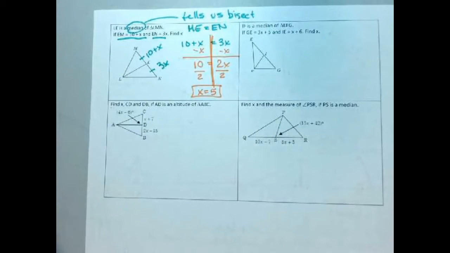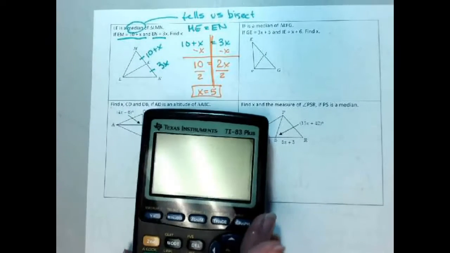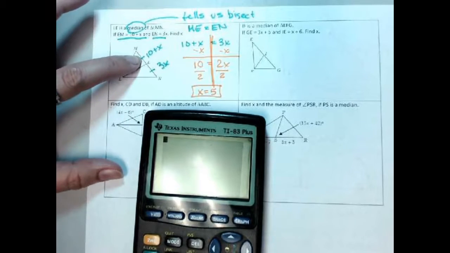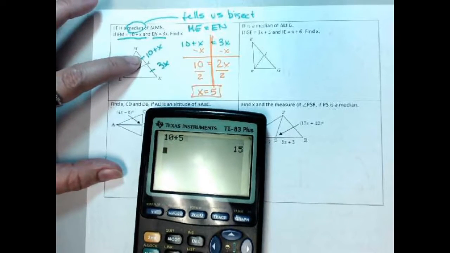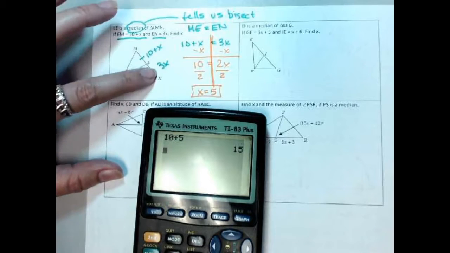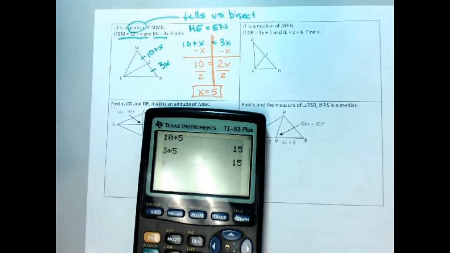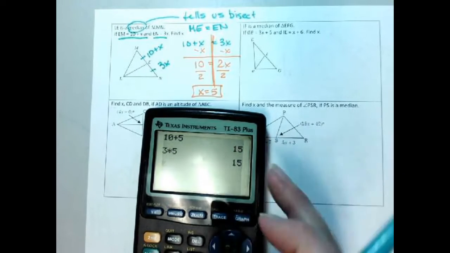By the way, how could I check if I got this right? Well, I could just go back and plug them in. This is 10 plus X, 10 plus 5 is 15, this one's 15. And plug it in here, 3 times 5, that one's 15. Did we get it right? Yes, because those were supposed to be equal.